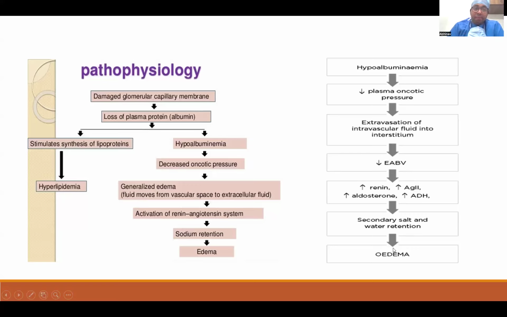So here the main thing is albumin leading to decreased oncotic pressure. This is the reason for edema in nephrotic syndrome. Hope all of you are clear.